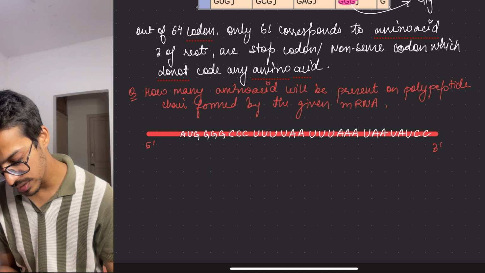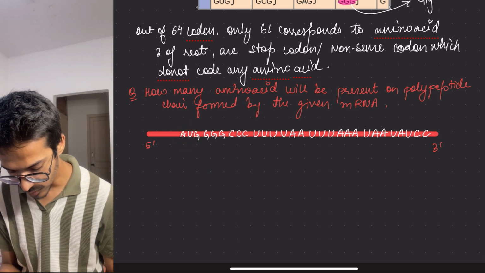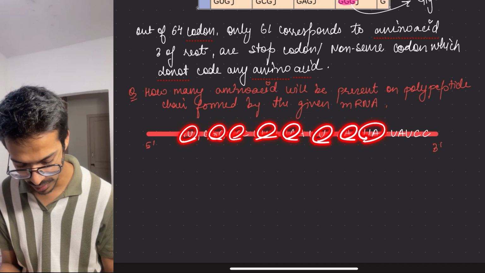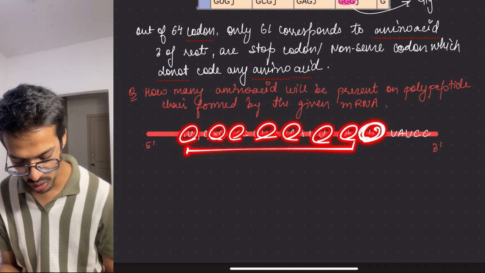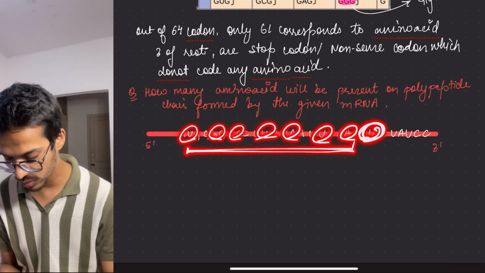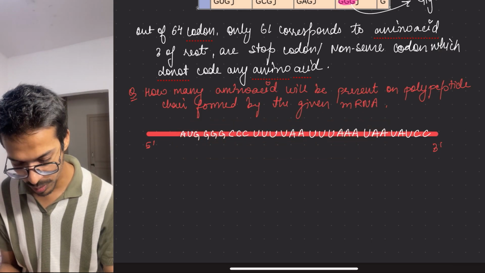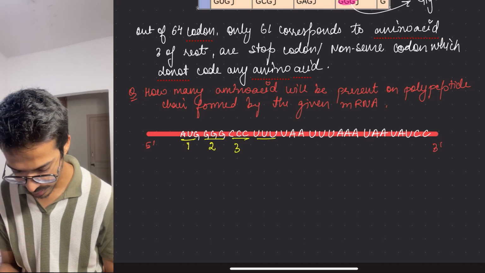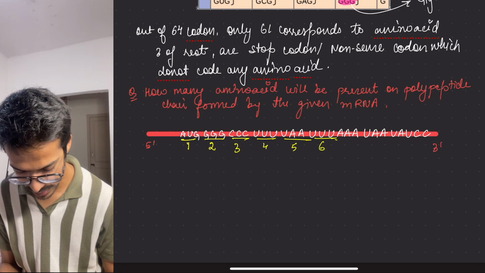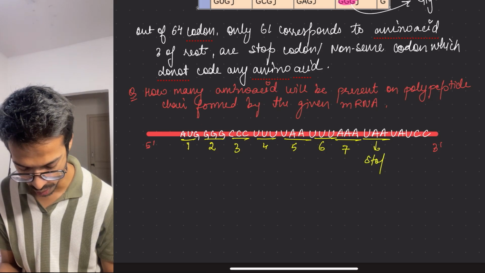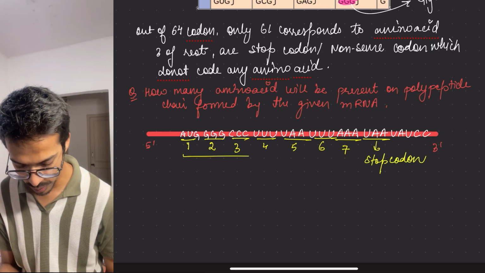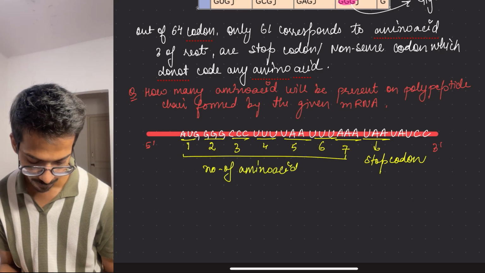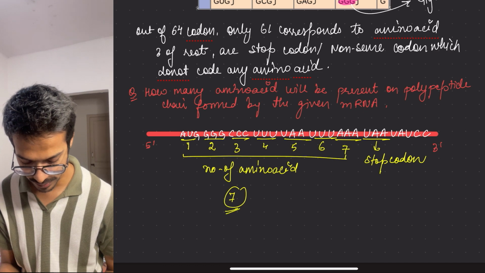Okay, let's just count it. This is the start codon. So from here it will start and keep on going, and here it will stop. So only this much will be participating. Let's mark it up. 1 2 3 4 5 6 7, and this is the stop codon. So this would be the number of amino acids. So 7 is the answer.